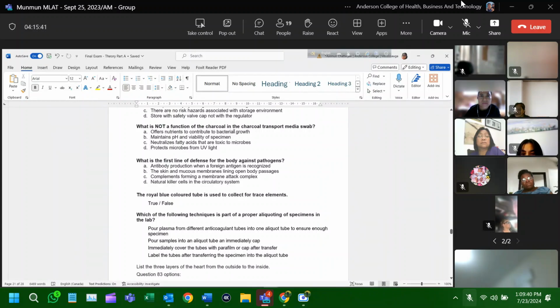But it's not a function of the charcoal. The charcoal transport media swab, letter A. No, charcoal is a nutritive media, neutralized by the ultraviolet light? I'm not sure what nutrients contribute to the blood. I know it definitely neutralizes toxins. Fatty acids can be toxic to microbes.